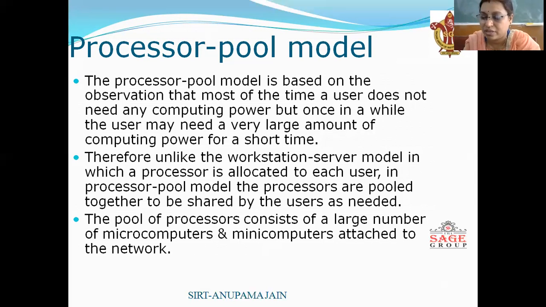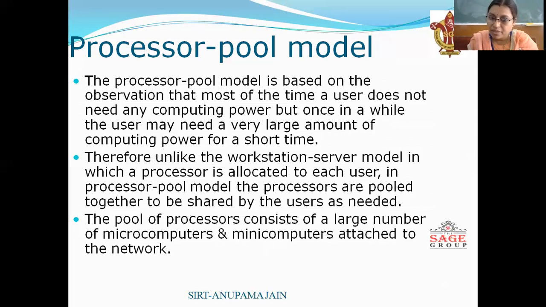Here we take the example of Amazon. When Amazon declares the Amazon sale, summer end-of-season sale, or festival offer sale, at that time it requires computing power in large amounts, but at other times it does not require much power. So that's why we use the processor pool model at that time. Whenever it requires a large amount of power, it takes it.